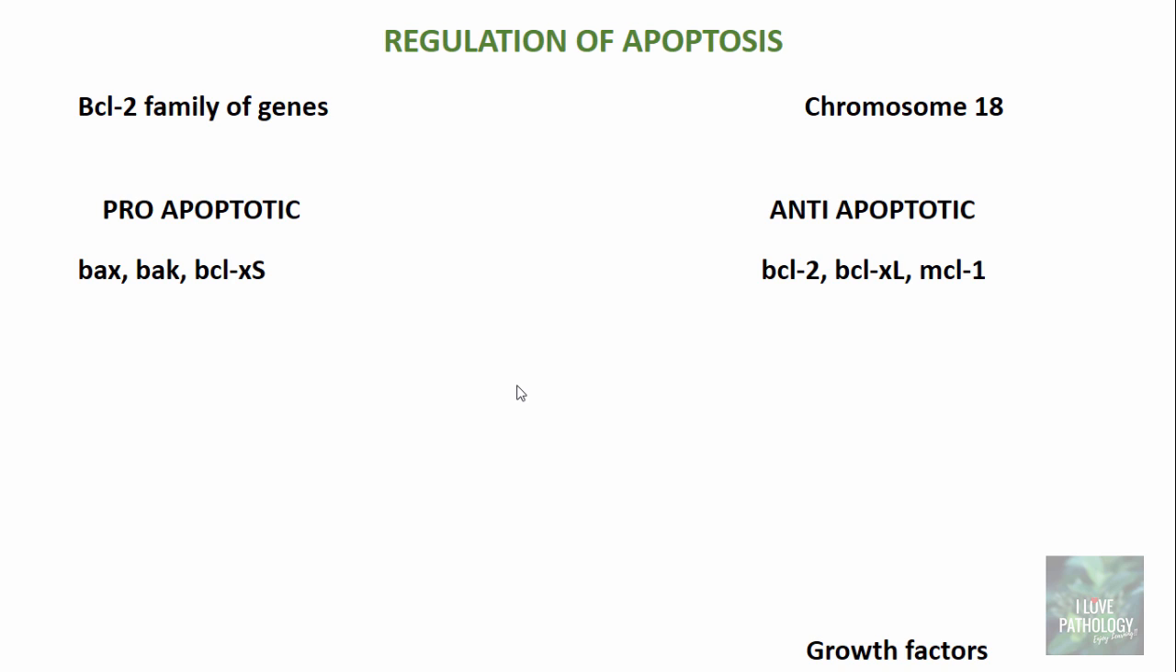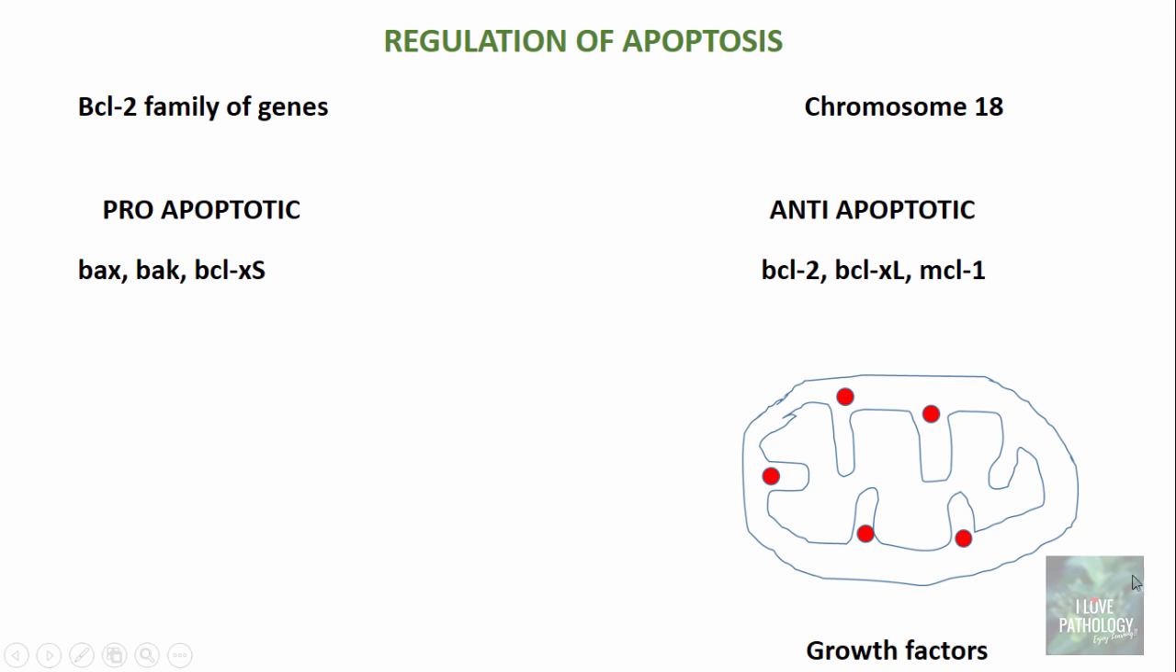Now, what normally happens is that in any given cell, whenever there is stimulation by growth factors, the growth factors activate these genes, the BCL2 genes. These BCL2 genes are present on the outer membrane of the mitochondria. The function of these genes, BCL2, BCLXL, and MCL1, is basically to prevent the leakage of cytochrome C outside the mitochondria. So this is what happens normally.